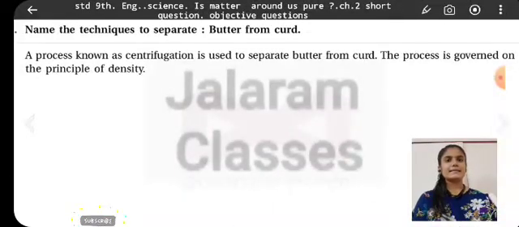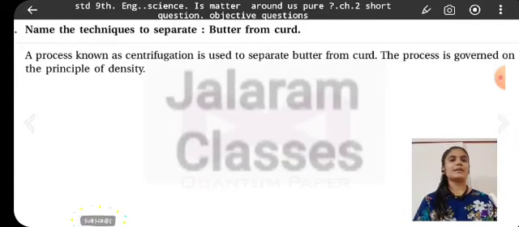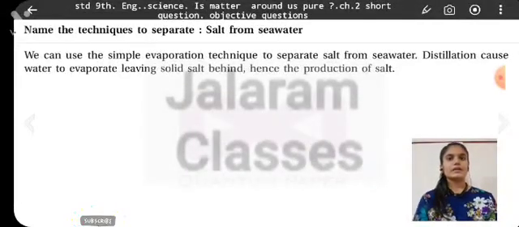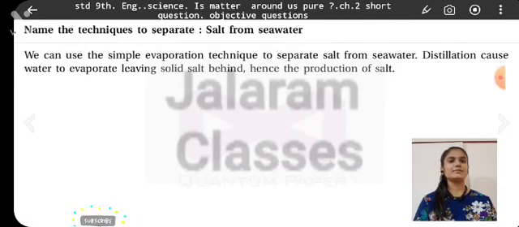Name the techniques to separate butter from curd. A process known as centrifugation is used to separate butter from curd. This process is governed on the principle of density. Name the techniques to separate salt from seawater. We can use the simple evaporation technique to separate salt from seawater. Evaporation causes water to evaporate, leaving solid salt behind, hence the production of salt.